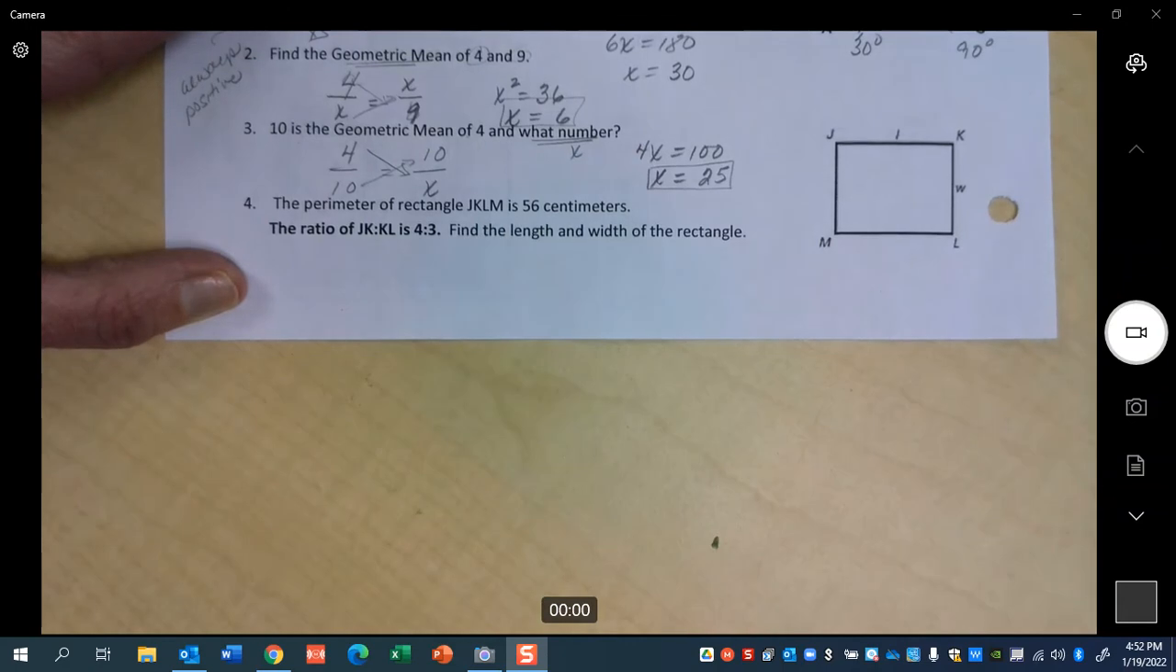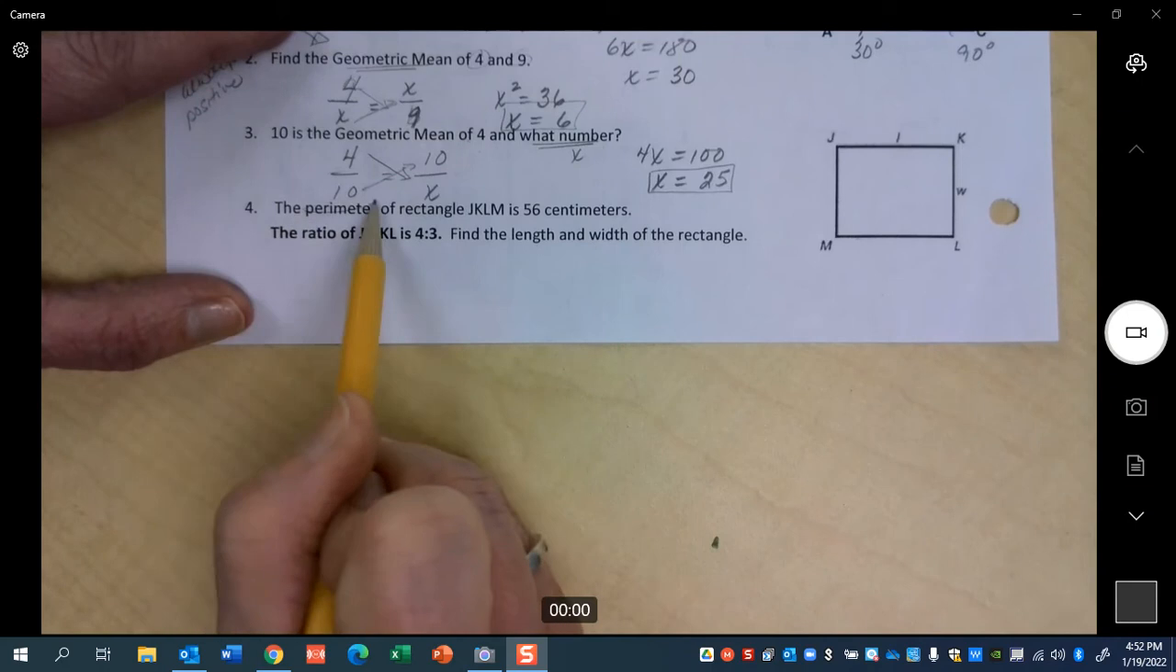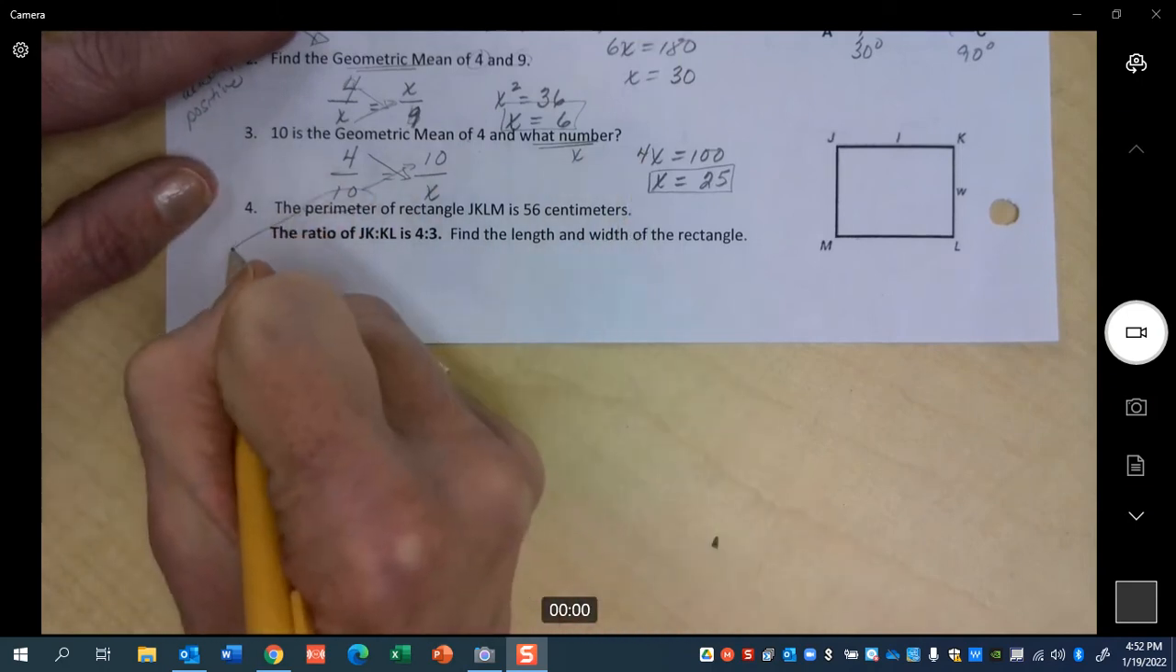Okay. All right, let's talk about this last problem. The perimeter of a rectangle, and remember perimeter is our distance around.